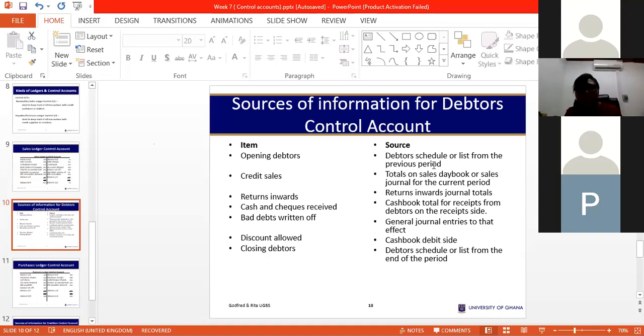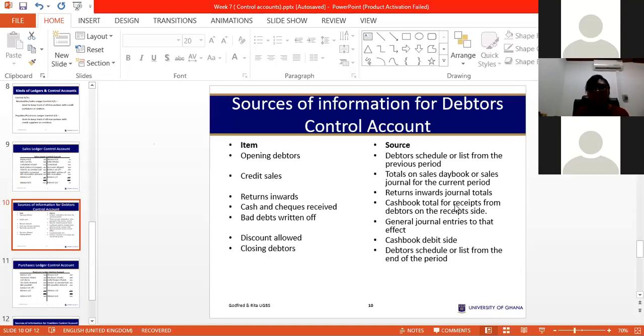The credit sales, you pick from the sales day book or the sales journal. Remember, the sales journal captures all the transactions for the period on credit. Return inwards, you pick from the return inwards journal. Cash received and cheques, you pick from the cash book. But you have to be careful there, because in the cash book, you may have cash sales. Meanwhile, the control accounts purposely are for only credit transactions.